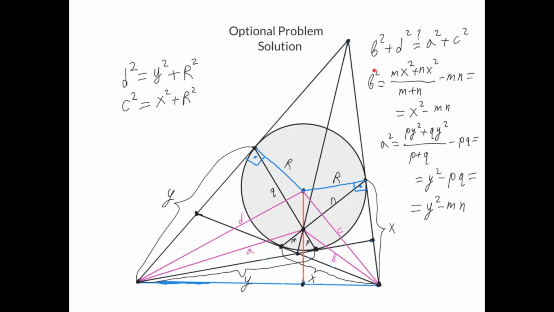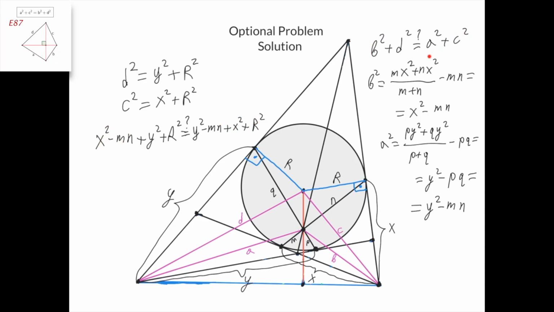And now we can replace b squared with x squared minus mn, a squared with y squared minus mn, d squared with y squared plus r squared, and c squared with x squared plus r squared in here. And then what we get is x squared minus mn plus y squared plus r squared, whether it equals y squared minus mn plus x squared plus r squared. But this equality obviously holds because y squared cancels out, r squared cancels out, x squared cancels out, and mn cancels out. And therefore, this equality here is true, meaning that this angle is 90 degrees as desired.